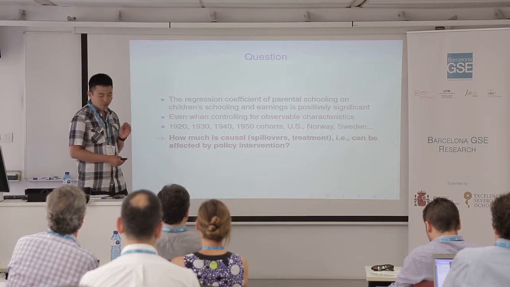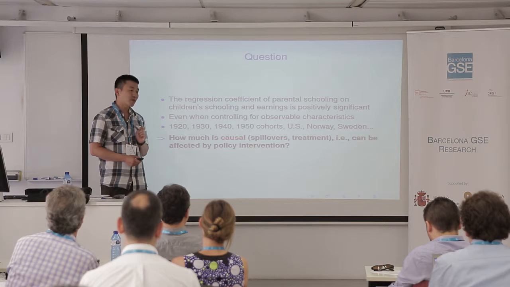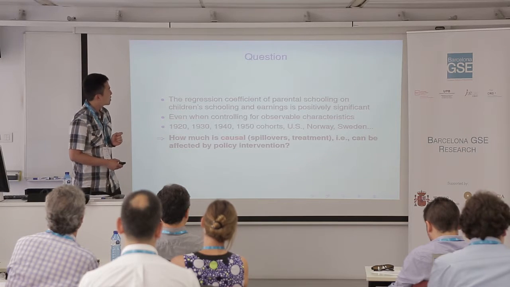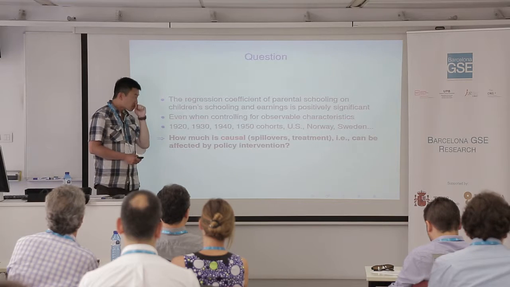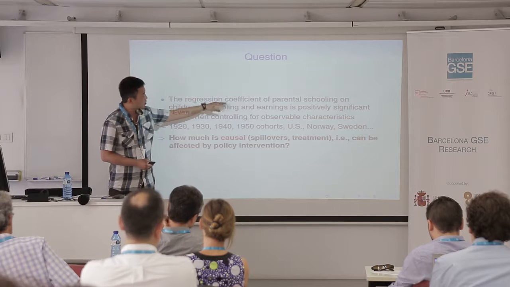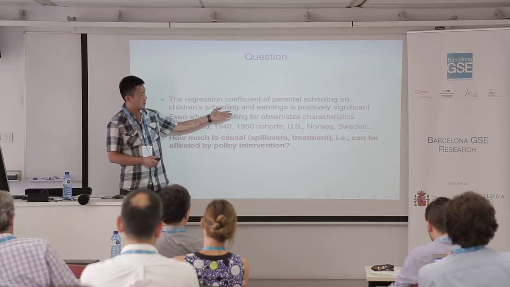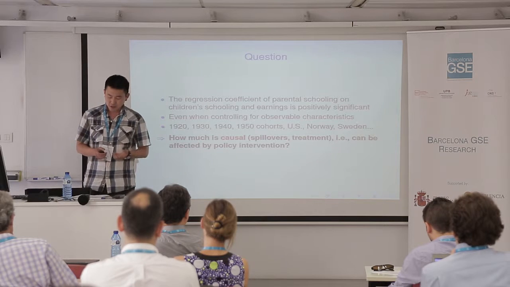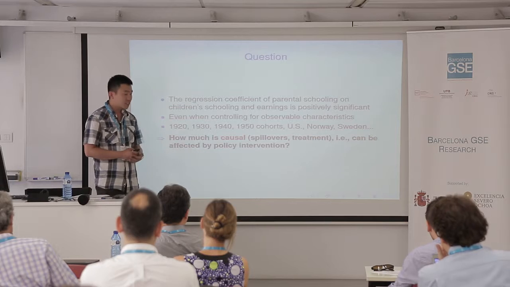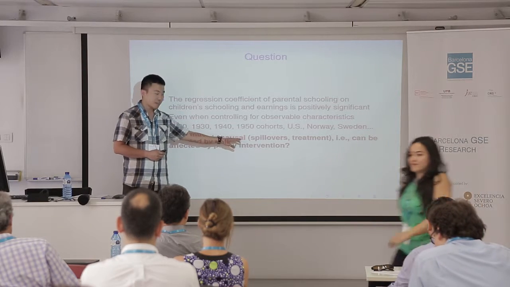That question is: if I forcefully increase parents' education by a year, what impact is that going to have on the children's schooling and earnings outcomes? This is motivated by the simple reduced form evidence that parental schooling has a large effect on children's schooling and earnings. And then as an economist, the question you always ask is how much of this is selection and how much of this is treatment. So what we're going after is a treatment effect, or a causal effect.